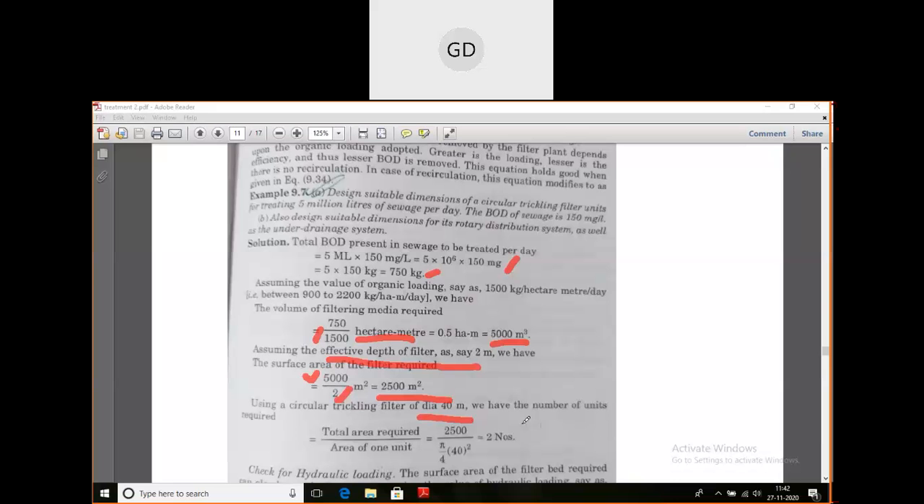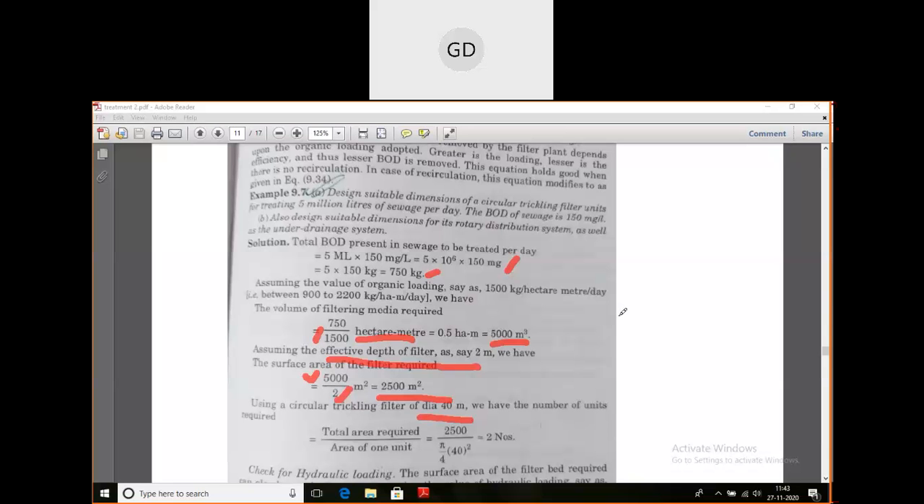So how will you find that? You will divide the total area you have found by the area of one unit. The total area you already got is 2500 meters square. The area of one circular unit will be pi by 4 d square, isn't it? So pi by 4 into d, where d is 40 meters, which we have just assumed. After solving, you will get two units required.